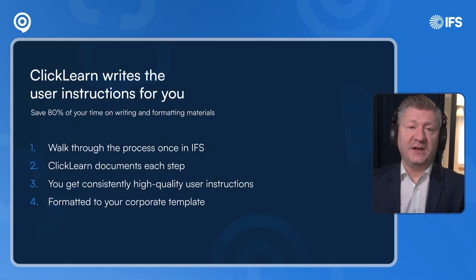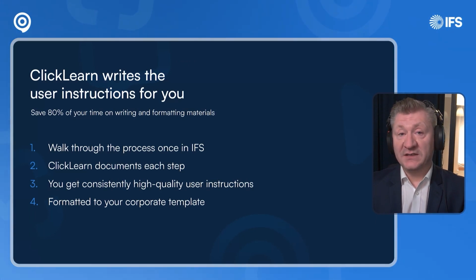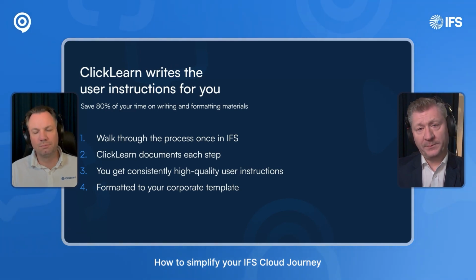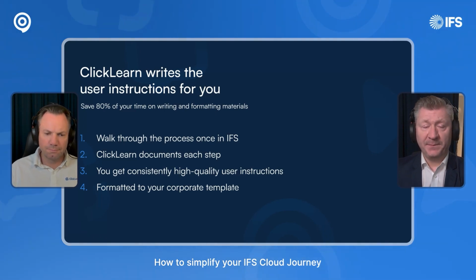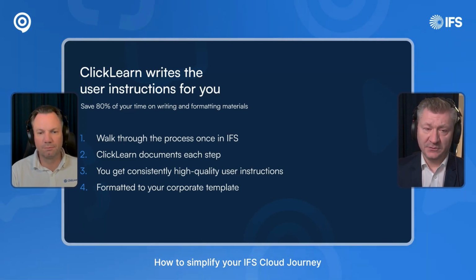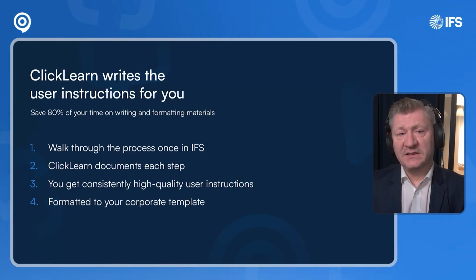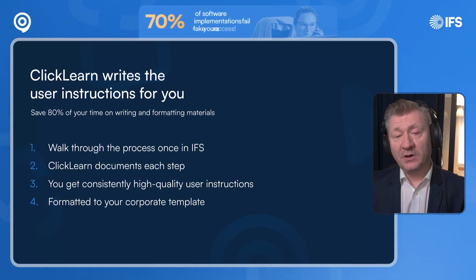When we talk about content creation, when it's done manually, of course, it requires a lot of resources and a lot of time. We at ClickLearn automate this whole process of capturing, and the application actually writes the instructions for you. What an author simply needs to do is to walk through the process in IFS. ClickLearn will recognize and capture each interaction and step and convert this to high-quality training materials. Those training materials will be formatted to the corporate template, and they will match the corporate identity. Of course, the benefit of this is time saving, and organizations can save up to 80% time compared to doing this manually or even semi-manually.